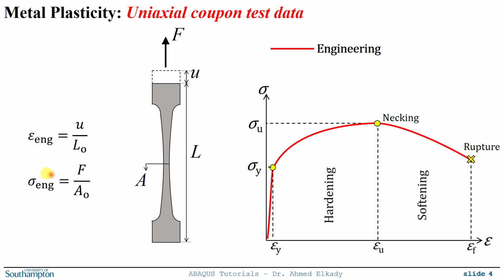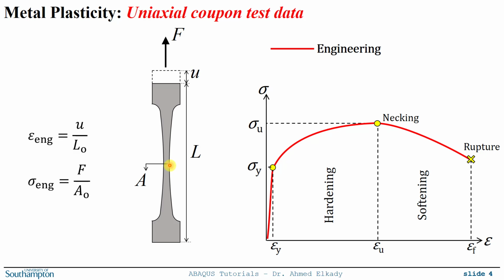And the same thing, if I'm going to compute the true stress at the critical section, which is in the middle here, then I need to divide the force not by the original area, but by the area at the current time, which in this case is going to reduce. So this is the correct way of doing that.